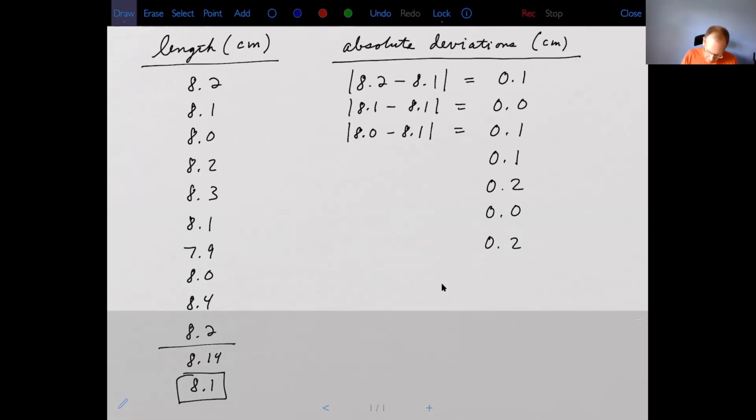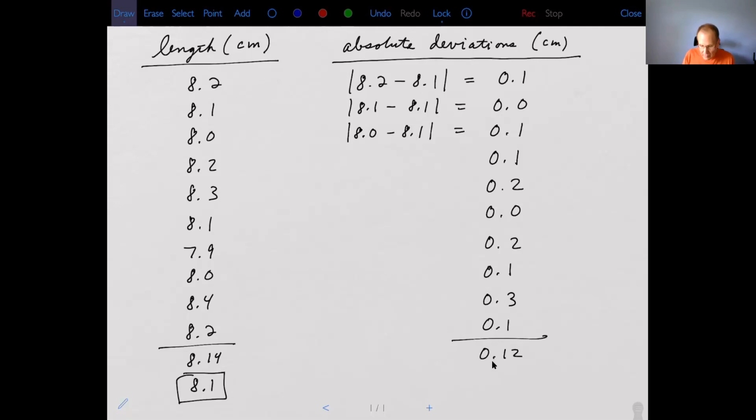8.0 from 8.1 is 0.1. 8.4 away from 8.1 is 0.3. And then 8.2 from 8.1 is 0.1. Okay, so I have all of my absolute deviations. Now what you want to do is average those absolute deviations. And again, you want to round to the resolution of the instrument. So if we average those values, I think we're going to get 0.12.